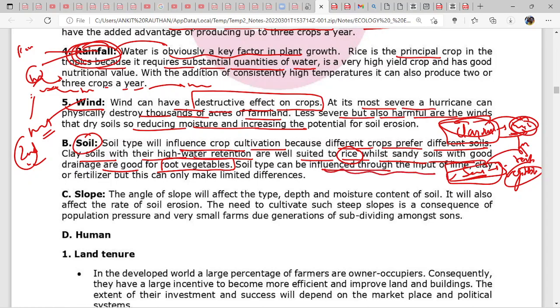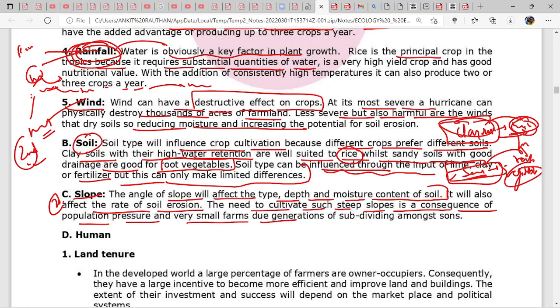Soil type can be influenced through the input of lime, clay, and fertilizer, but this can only make limited differences. Third is slope. The angle of slope will affect the type, depth, and moisture content of the soil. It will also affect the rate of soil erosion. The need to cultivate such steep slopes is a consequence of population pressure and very small farms due to generations of subdividing among sons.